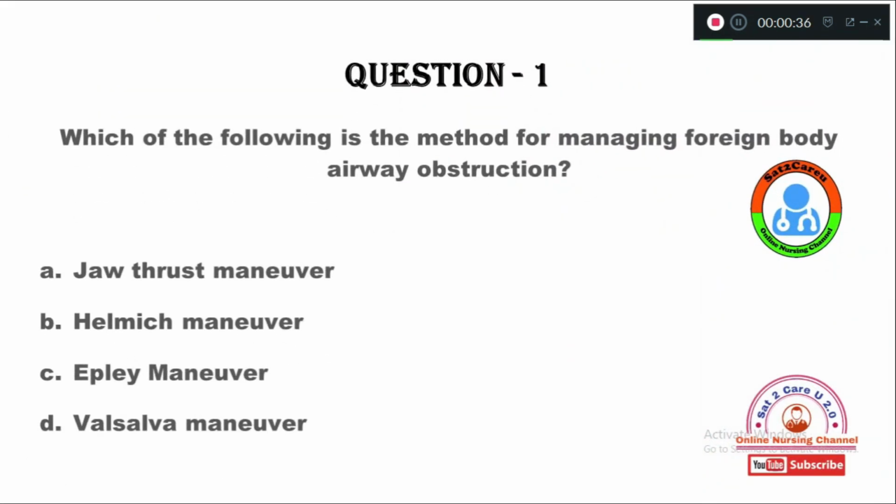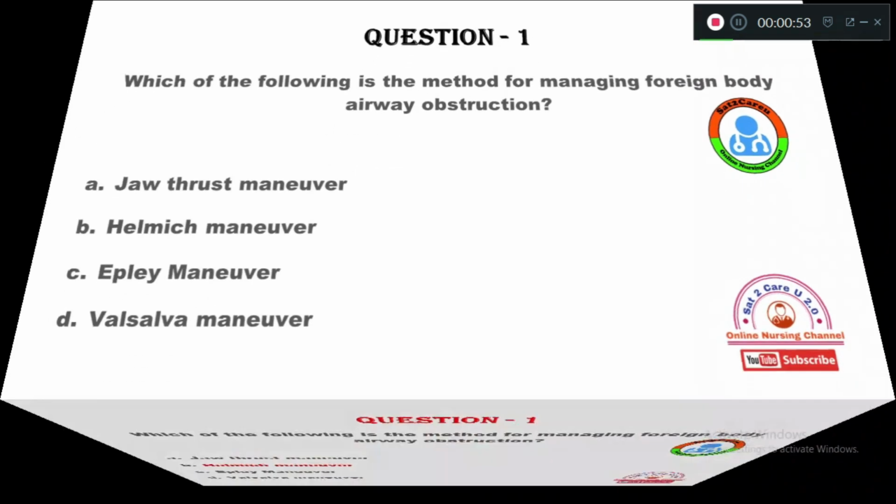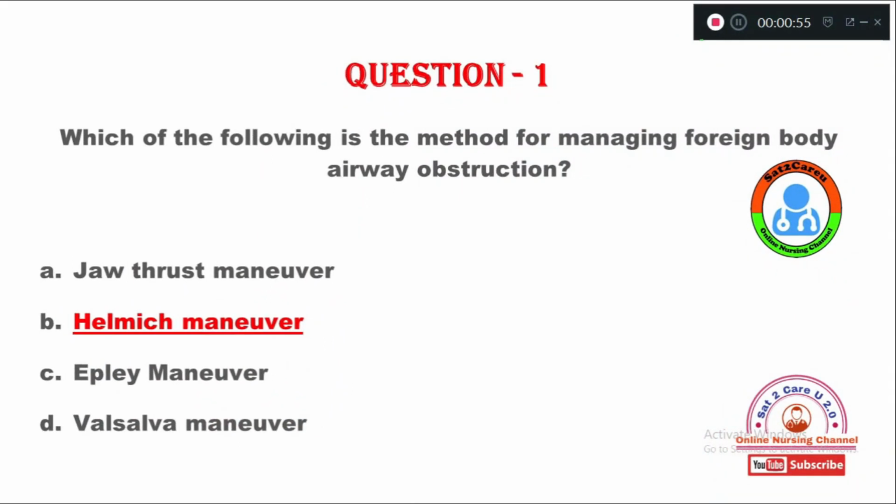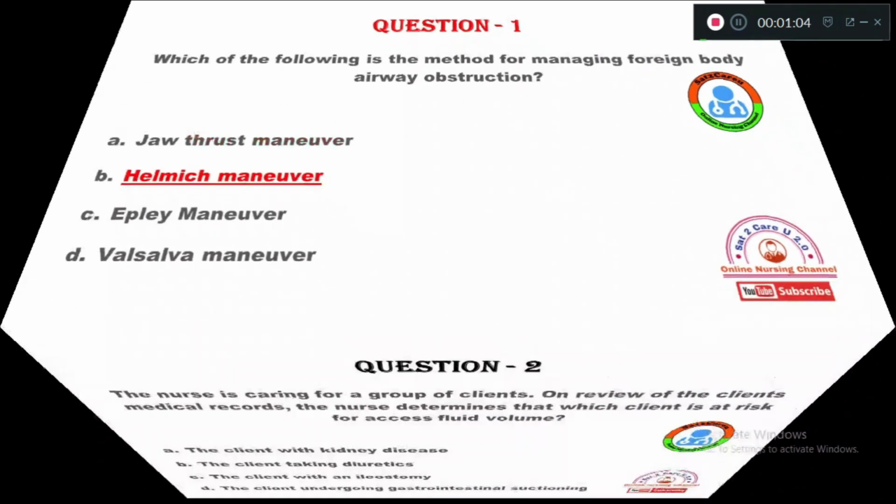Which of the following is the method for managing foreign body airway obstruction? Option A, jaw thrust maneuver. B, Heimlich maneuver. C, Epley maneuver. D, Valsalva maneuver. The right answer is option B, Heimlich maneuver. It is used to remove the foreign body obstruction from the airway.